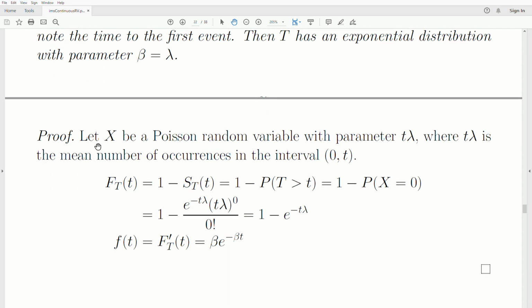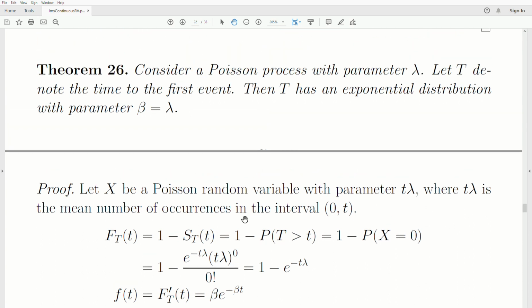Now here's the proof. Let x be a Poisson random variable with parameter t lambda, where t lambda is the mean number of occurrences in the interval 0 to t. Now here's the thing. Lambda is the mean number of events in a unit interval of time, but we want it for some generic interval 0 to t. So we have to take t times lambda to find the mean number of events in this interval.